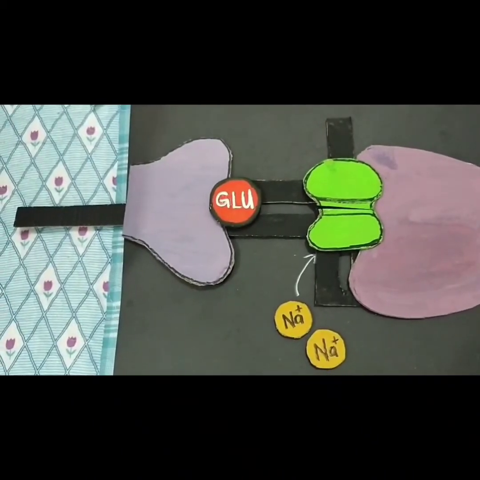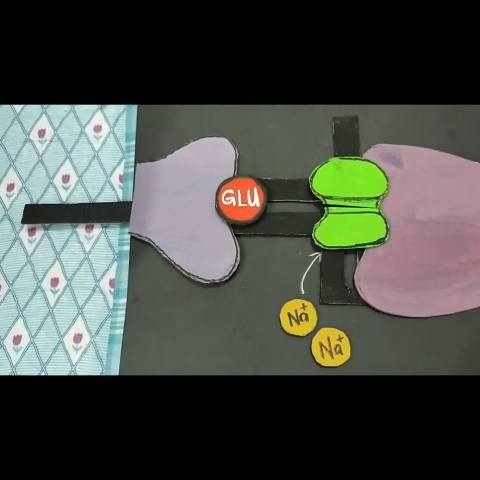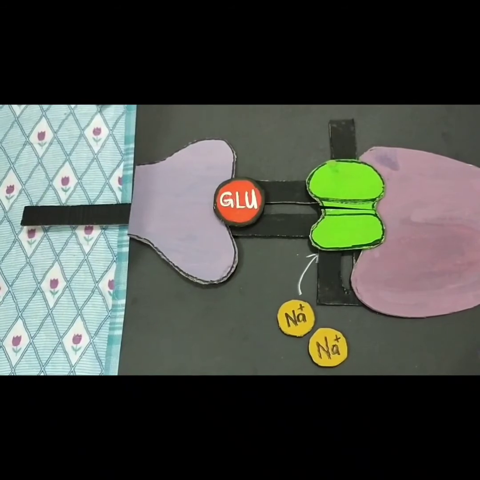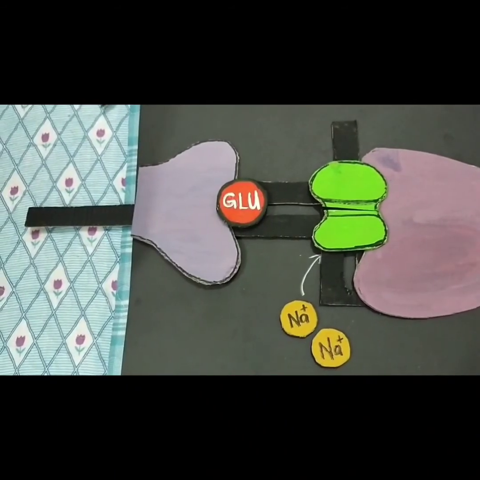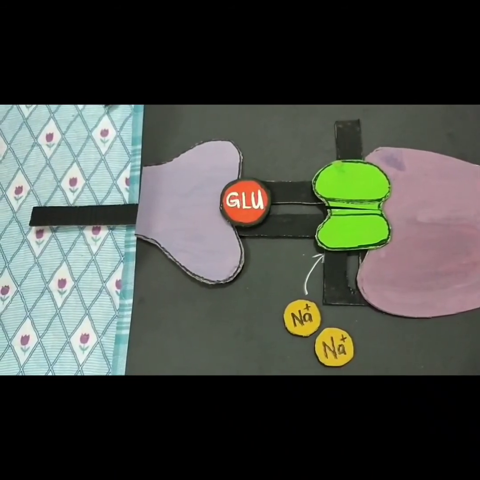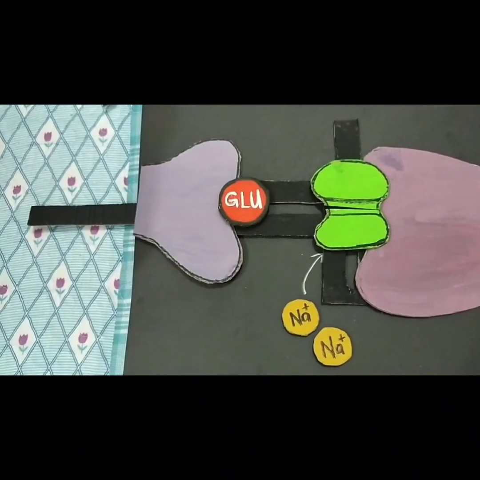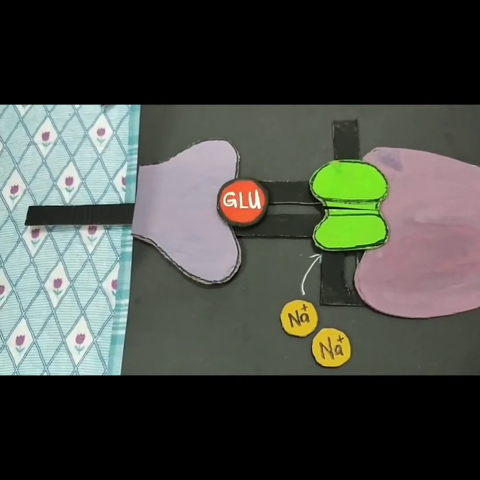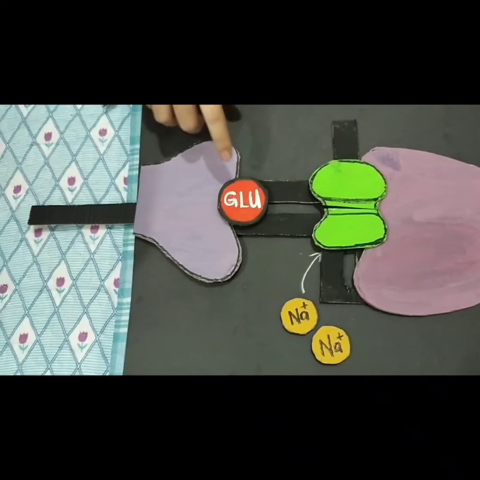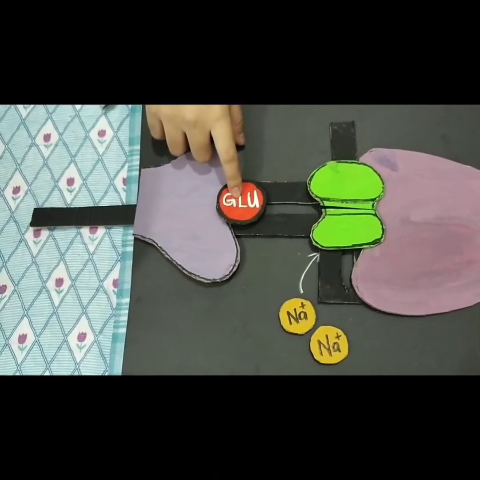EPSP stands for excitatory postsynaptic potential, which refers to an electric charge in the postsynaptic membrane which makes the postsynaptic membrane generate action potential. EPSP is caused by the binding of excitatory neurotransmitter. So the most common excitatory neurotransmitter is glutamate.